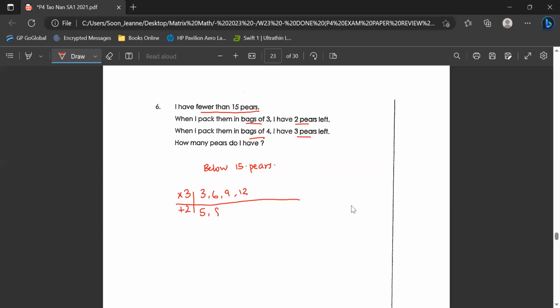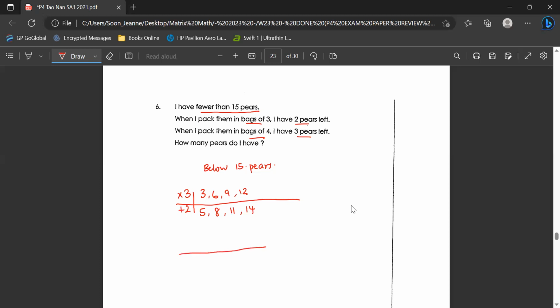So if I add 2, this will be 5 pairs. This one is 8. This is 11. And this is 14. So that means if I pack into bags of 3, I pack 3, 2 left means I got 5 pairs, possibly. But if I pack 6, I have 2 left means I possibly have 8 pairs. If I pack 9, 2 left means I possibly have 11 and so on.